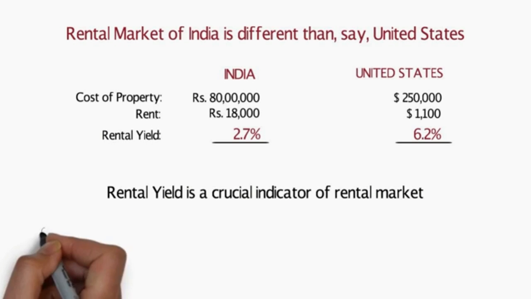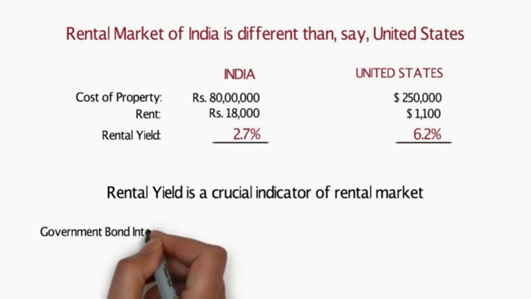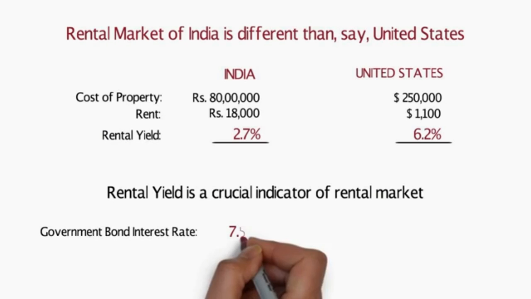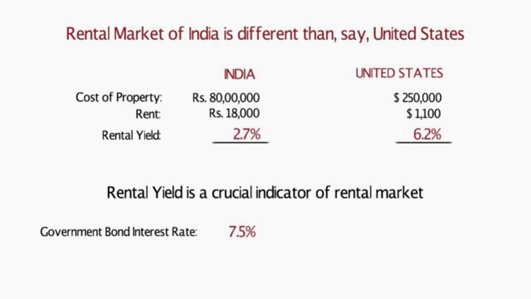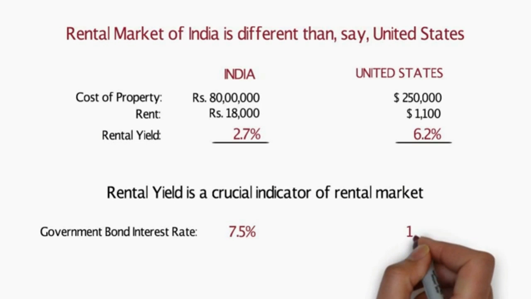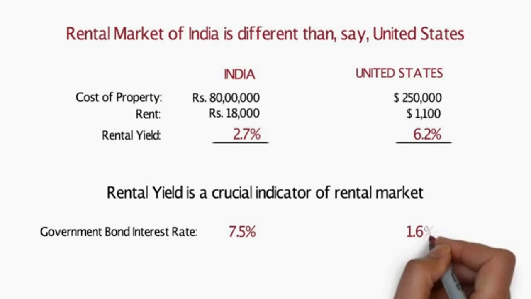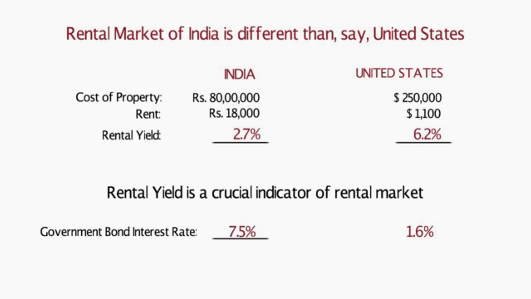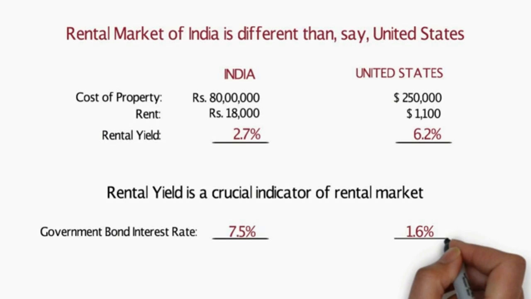At present, which is around July 2016, the government bond, which is the Government of India 10 years bond, has a coupon of about 7.5%. Whereas the same bond, which is also called US Treasury for 10 years, is currently giving a coupon of 1.6%. Now, why we are discussing government bonds here is because the government bond interest rate is a good indicator of how the economy is performing and what the interest rates of that economy are.